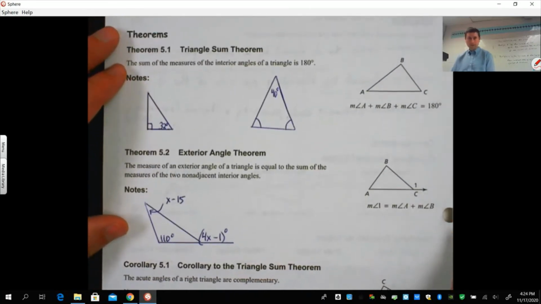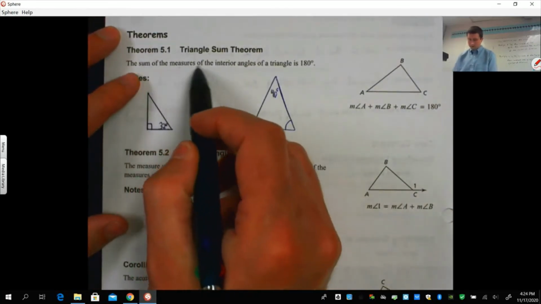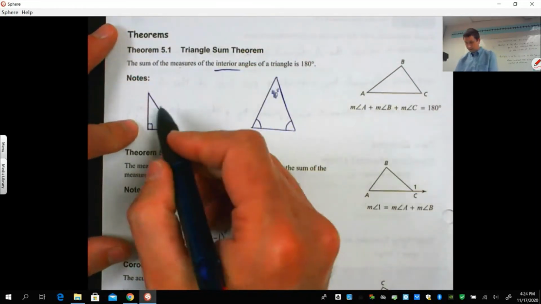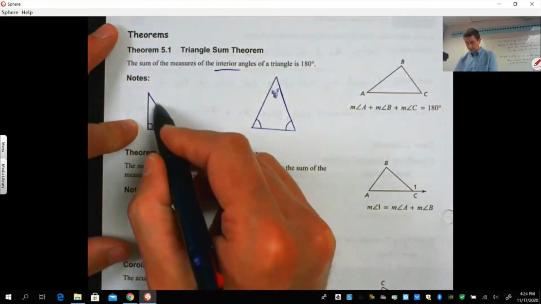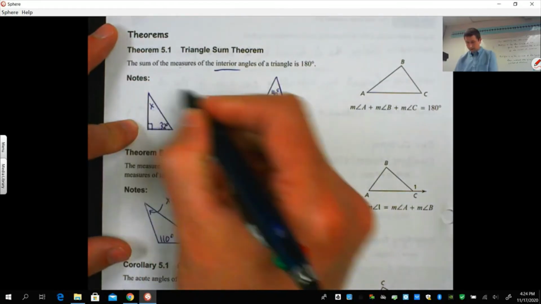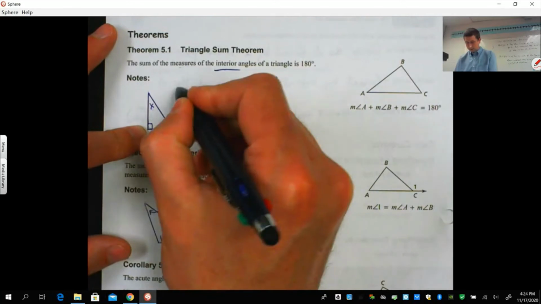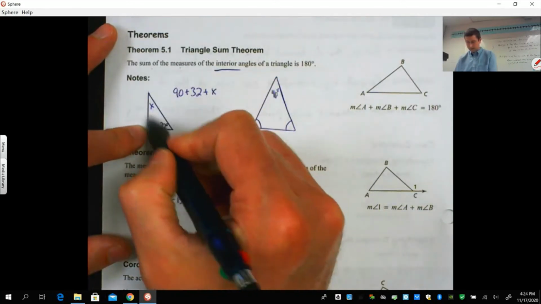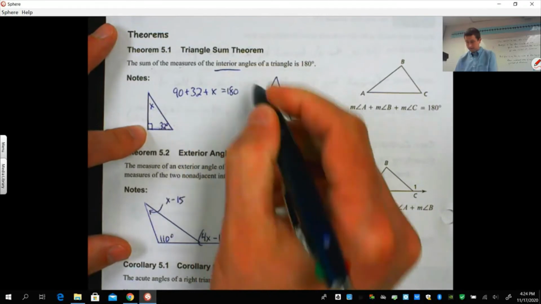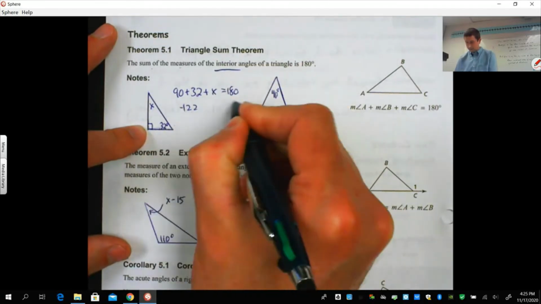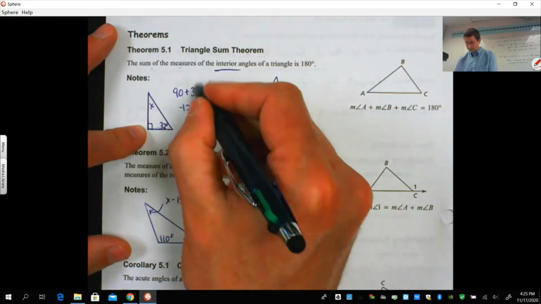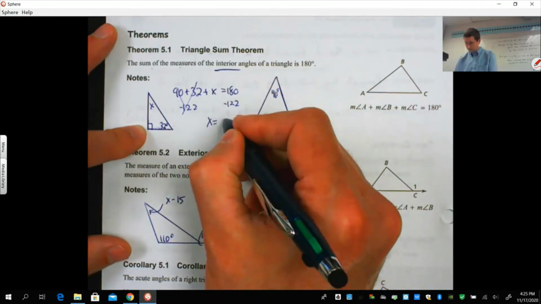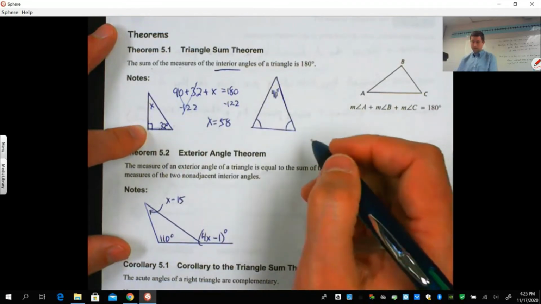The triangle sum theorem. The sum of the measures of the interior angles is 180. Remember that. So here you have a right triangle. So if you're looking for x, you could say, okay, those two angles are 90 plus 32 plus x. The sum of the interior ones have to equal 180. So we're going to minus the 122 from both sides, cancels both those out, and you get x equals 58. X equals 58 degrees.